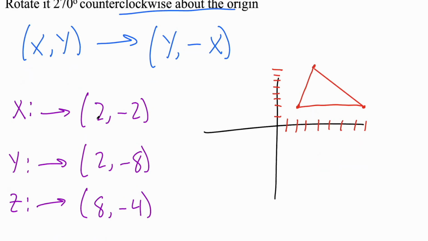The new one says right 2, down 2. So right 2, down 2. 1, 2. We put a dot. The other one is right 2, down 8. So 3, 4, 5, 6, 7, 8. And we can put a dot right here. And the last one is right 8. 1, 2, 3, 4, 5, 6, 7, 8. And down 4. So 1, 2, 3, 4. We can put a dot. And we just need to connect the dots. So that's pretty much it for this problem.